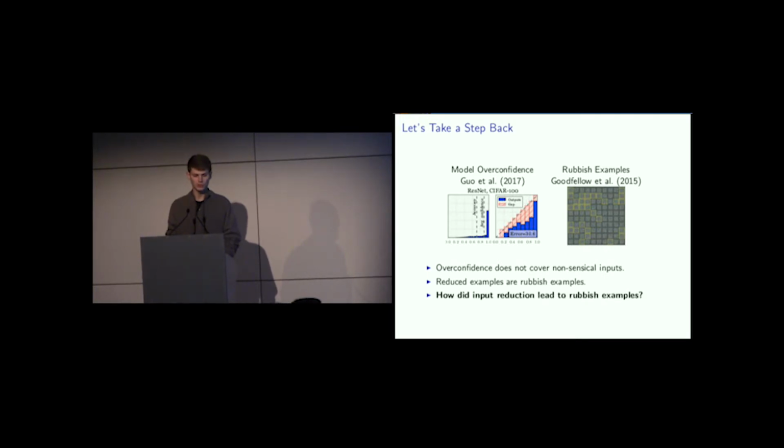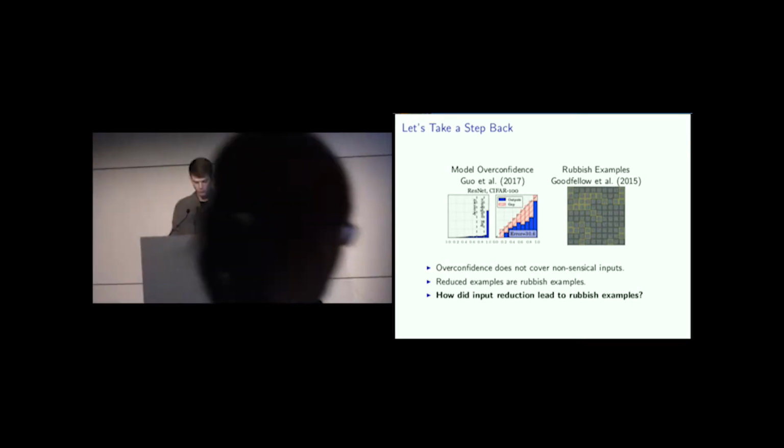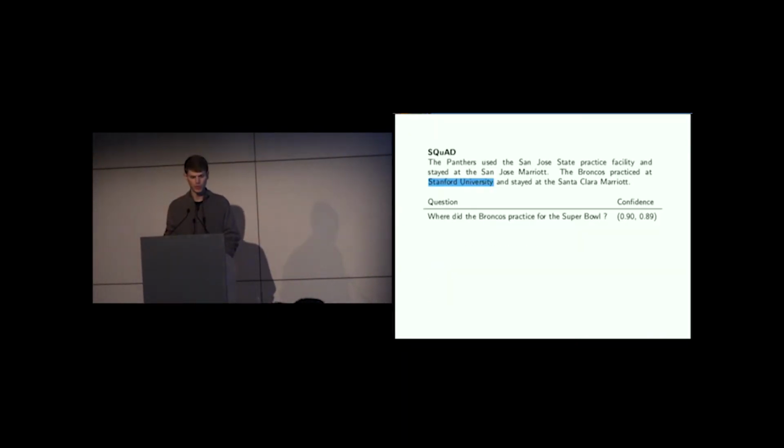So now we've narrowed our question. How did input reduction lead to rubbish examples? Let's take a look at a specific example to understand why. Here we're given a paragraph from Wikipedia in SQuAD that says, the Panthers use San Jose State practice facility and stay at the San Jose Marriott. The Broncos practice at Stanford University and stay at the Santa Clara Marriott. And note the question asked about the Broncos practice facility. So note how important the word Broncos is. Without it, if it said Panthers instead, you would pick San Jose State. So it's crucial for disambiguating the answer.